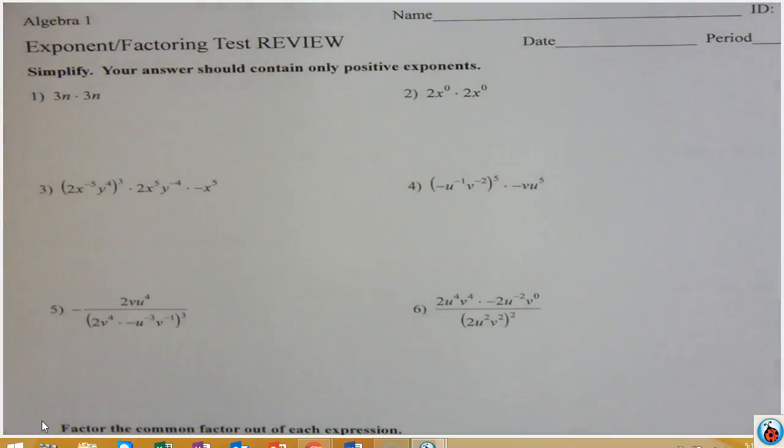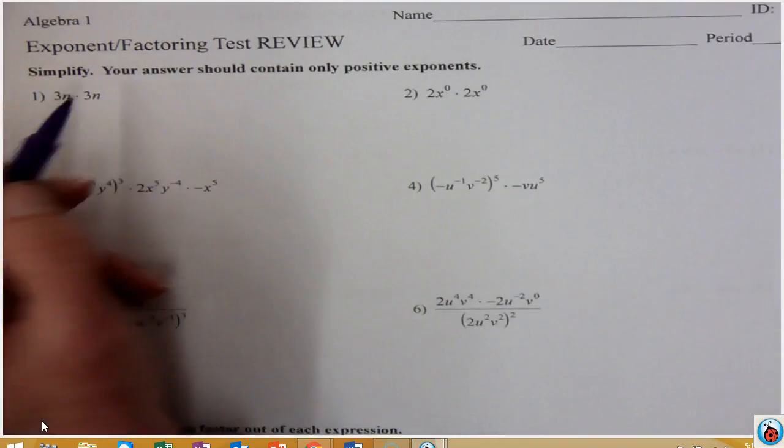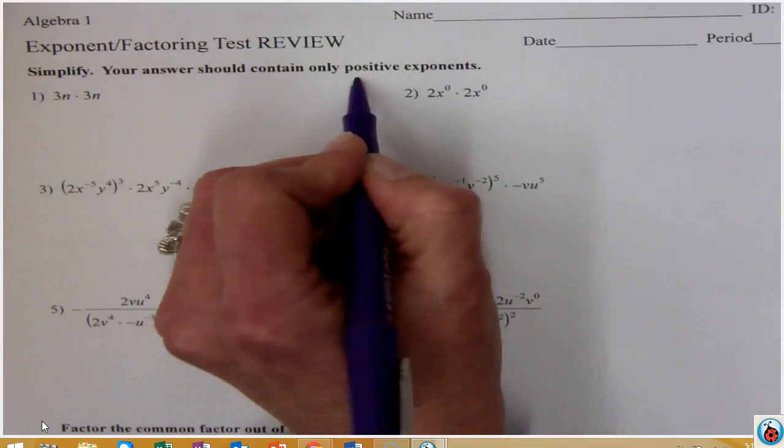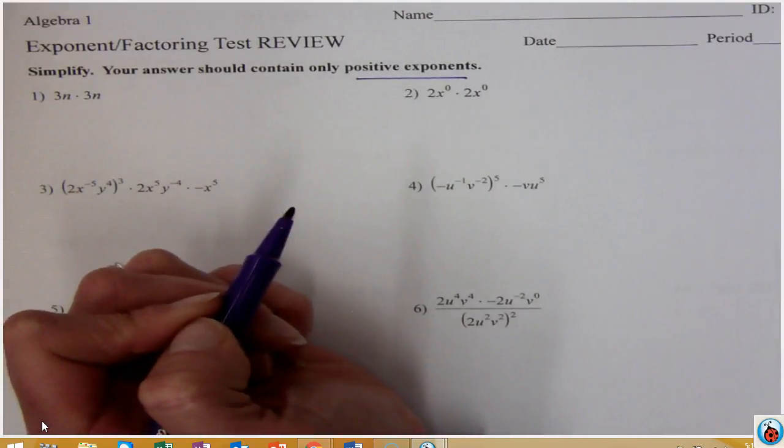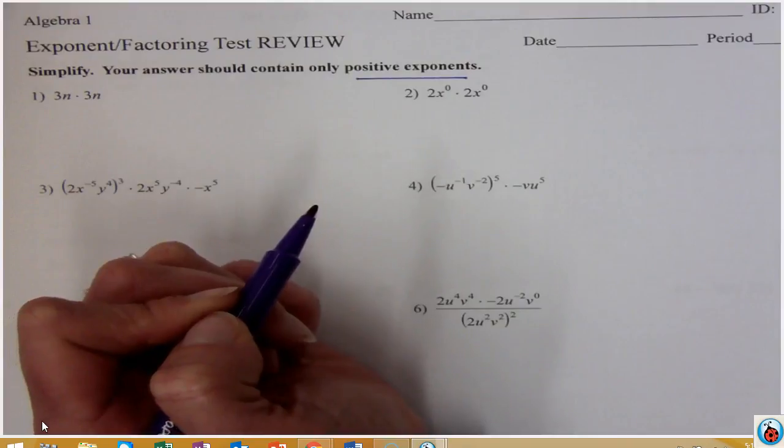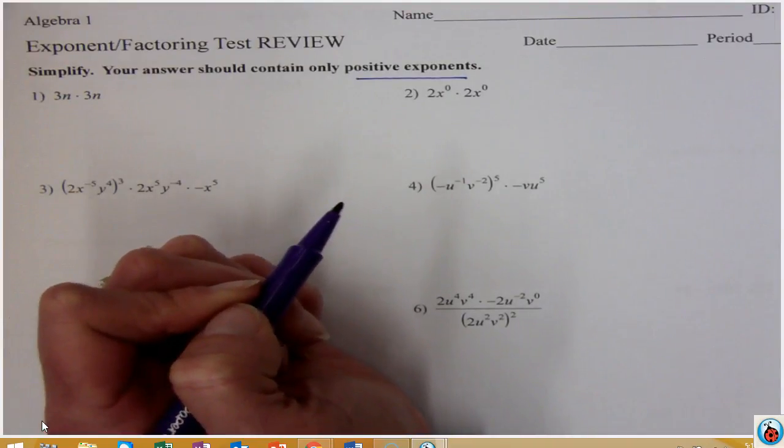Alright guys, we are going to do the exponent factoring test review. So, first of all, we're going to simplify your answer and do exponents. The laws of exponents are going to come in handy. If you have those notes, that's what you need to use.